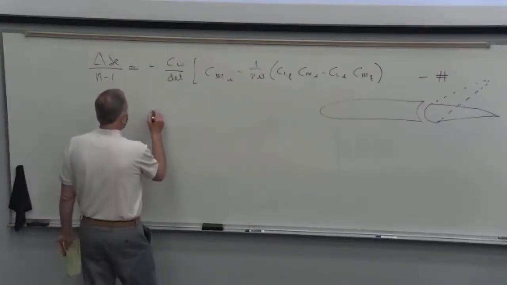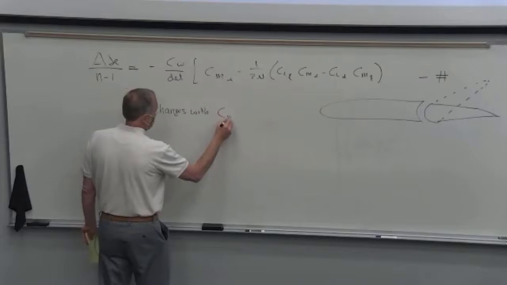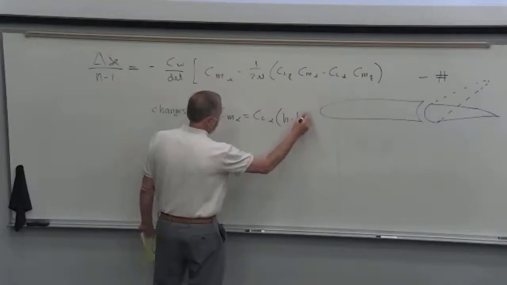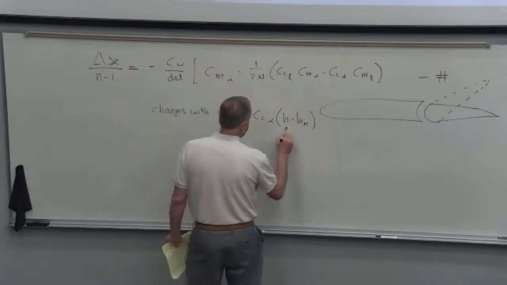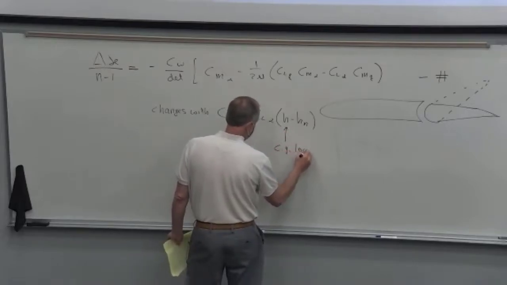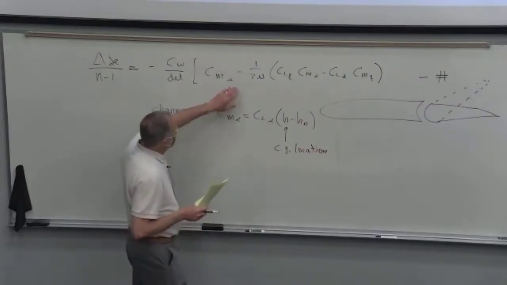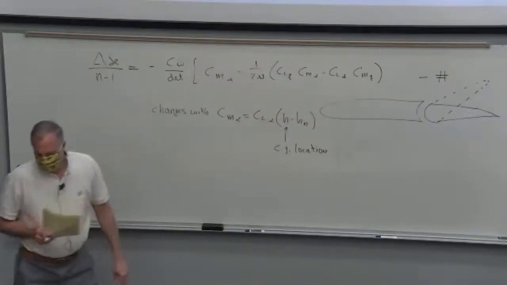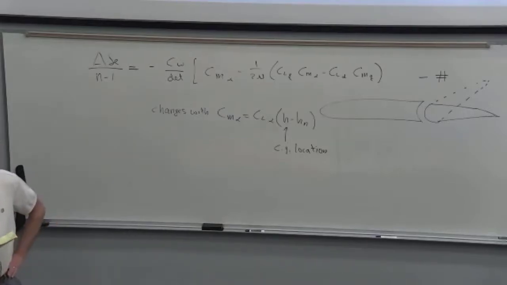And this changes with CM alpha, which depends upon the center of gravity location. Now, other stuff goes into there, like the design of the airplane changes the different parameters in here. But once you build the airplane, the one thing that tends to change is the gravity location. And so that's why we always look at that, because you can load the airplane with cargo and people in different locations.